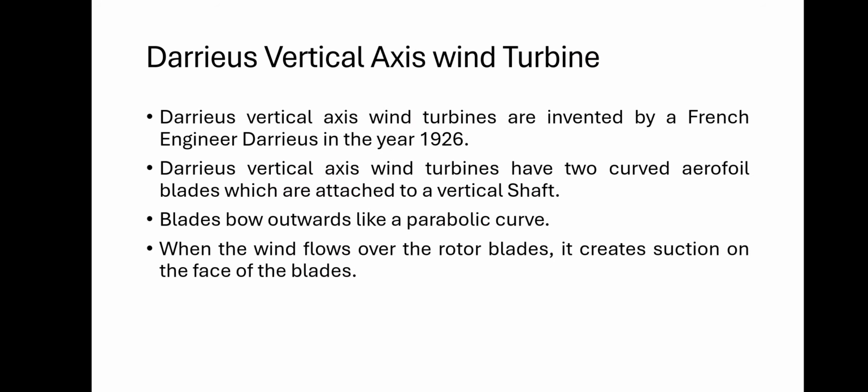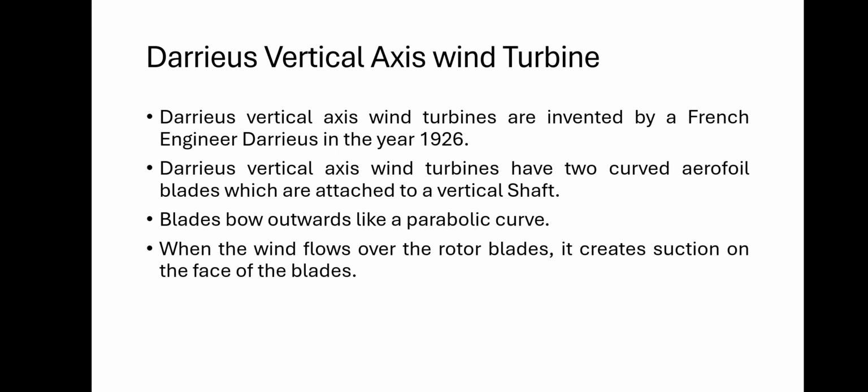In the vertical axis wind turbine, the vertical shaft is an important element, and the blades are bow shaped. This turbine is also called an egg beater because the blades are of the shape of an egg beater. Rotor blades are bow shaped, and at the bottom there is a gearbox and generator. In a horizontal axis wind turbine, the gearbox and generator are placed in the nacelle at the top of the wind turbine, but in a vertical axis wind turbine, the gearbox and generator are placed at the bottom of the wind turbine. The diagram is very important from the examination point of view.